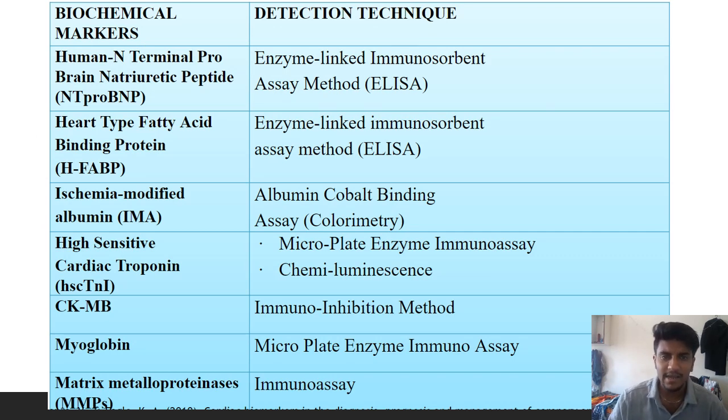Moving ahead, again, these are the same biomarkers, and by which technique can you detect those? Mostly immunoprecipitation techniques and immunosorbent techniques, IHC, immunohistochemistry, are applied. So we have enzyme-linked immunosorbent assay, ELISA. We have albumin coating binding assay by colorimetric estimation. We have chemiluminescence assay, right? So matrix metalloproteinases, myoglobin, CK-MB, troponin. Then we have FABP, which is fatty acid binding protein. So all these techniques can be used to check them.